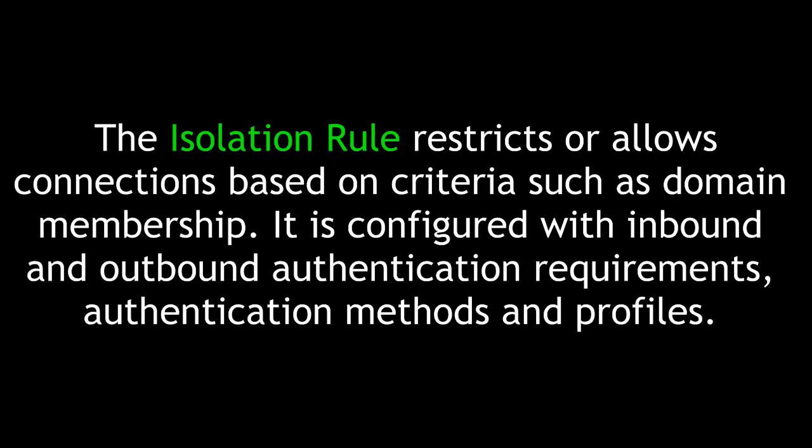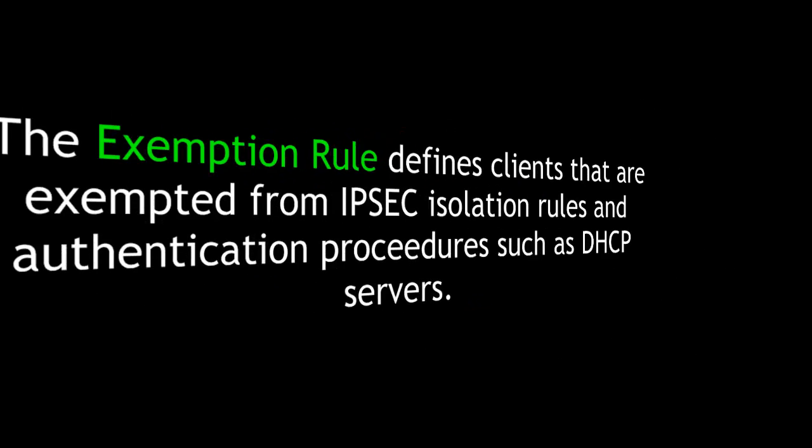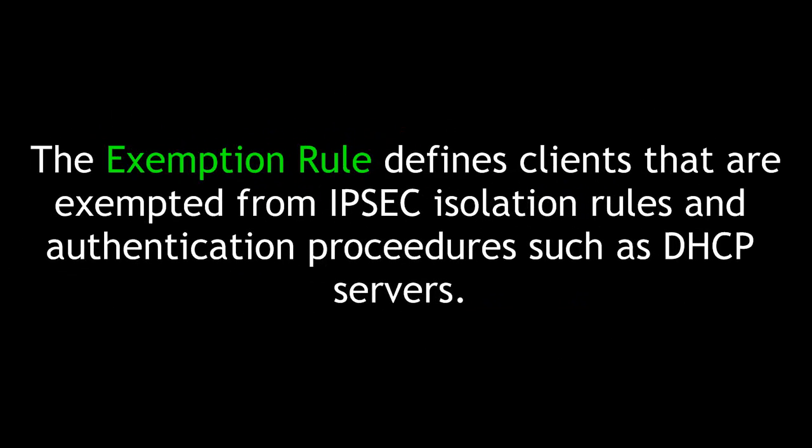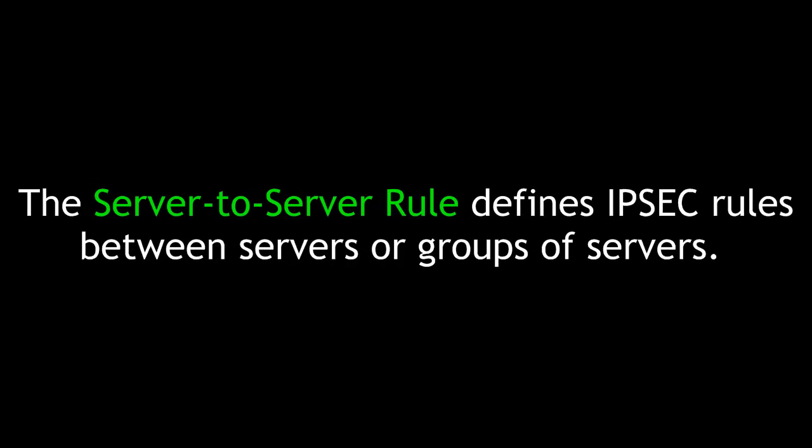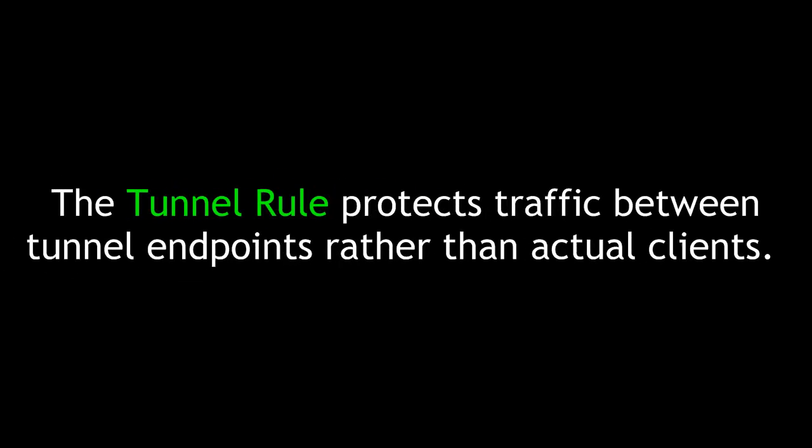The isolation rule restricts or allows connections based on criteria such as domain membership. It is configured with inbound and outbound authentication requirements, authentication methods, and protocols. The exemption rule defines clients that are exempted from IPSec isolation rules and authentication procedures, such as DHCP servers. The server-to-server rule defines IPSec rules between servers or groups of servers. And the tunnel rule protects traffic between tunnel endpoints rather than actual clients.